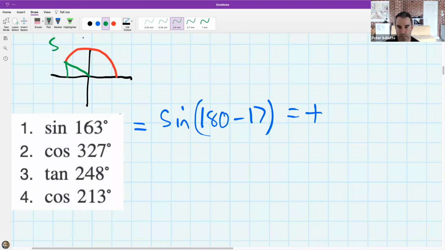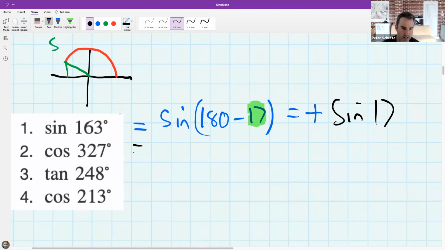Then what I say to myself is, what is the angle in the triangle going to be? And you don't even have to worry about the triangle too much. You can just focus on the bit that's left up over here, theta. And so I'm going to write this as sine of 17. So it turns out that the sine of 163 is the same as the sine of 17.